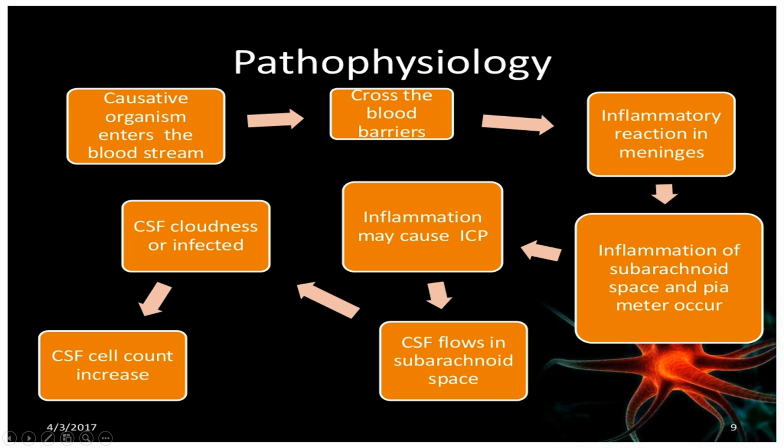So first, the causative organism enters the bloodstream. This causative organism can be a bacteria, a virus, or fungus spores, or whatever. And once infection enters the bloodstream, we know that the scientific term for that is sepsis. Now, once this infection crosses the blood barriers, the meninges, in response to this, to protect the brain, there usually is an inflammatory reaction, and then the inflammation of the subarachnoid space and the pia mater occurs.